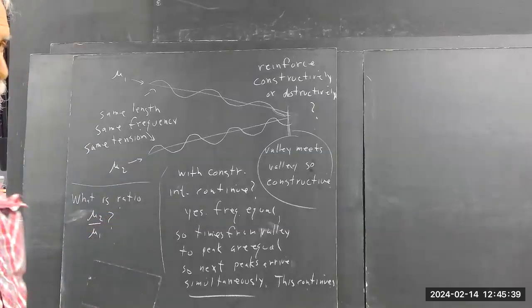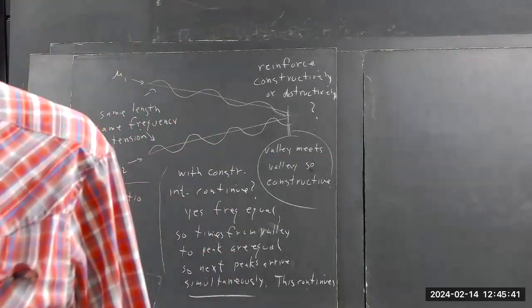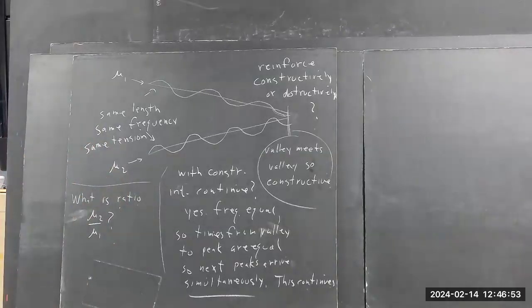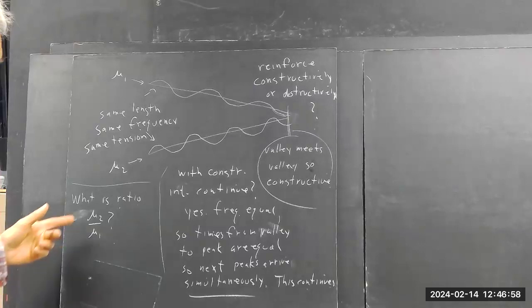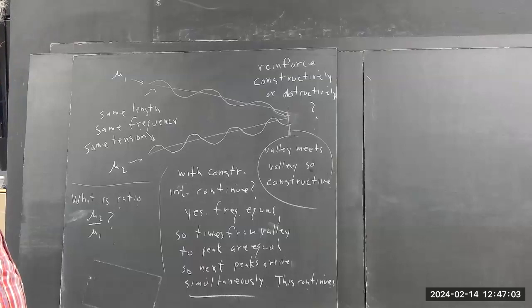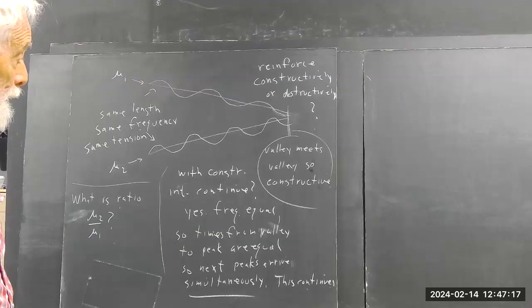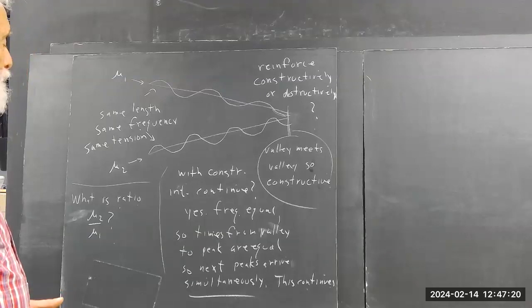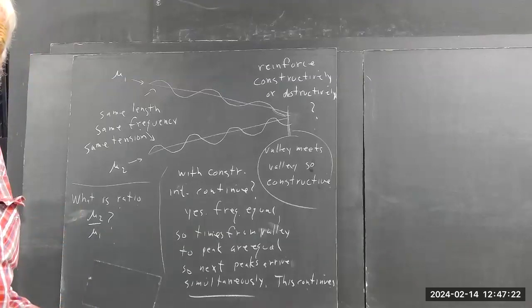We find the ratio mu2 over mu1 according to the picture. Okay, first of all, someone said, would it be the same as the ratio of something, I forget what was said. And I said, well, perhaps, but we don't know that. What do we know? And then I asked, how do we know that mu2 is different than mu1?